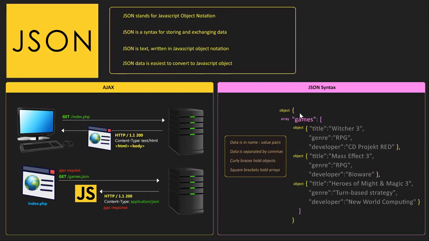Because JSON, as you can see here under JSON syntax, is written in JavaScript object notation. So when we have content which is formatted in JSON, we can convert it back into a JavaScript object using just one single function. And that's why JSON is the best when working with JavaScript.